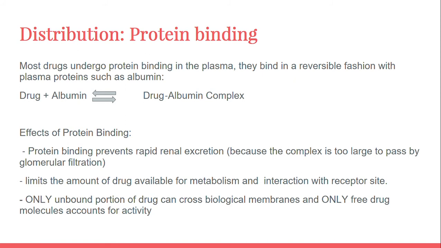Now, most drugs undergo what is called protein binding in the plasma. They bind in a reversible fashion with plasma proteins such as albumin for their transport. So a drug plus albumin is going to form a drug-albumin complex. Protein binding will prevent rapid renal excretion because the complex becomes too large to pass by glomerular filtration, which is one of the mechanisms of elimination. It's also going to limit the amount of drug available for metabolism and interaction with the receptor site, because only the unbound portion of the drug can cross biological membranes and only free drug molecules will account for activity.